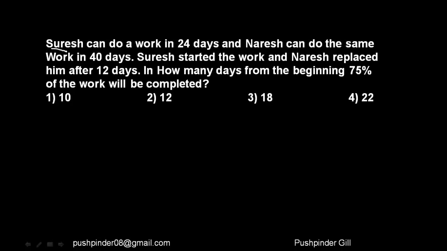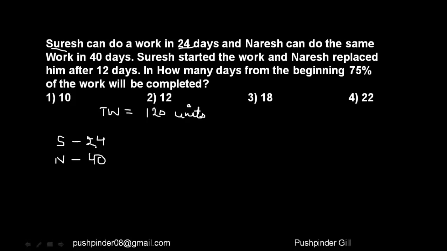So Suresh can finish the work in 24 days. And Naresh can do the same work in 40 days. So N over here is able to finish the job in 40 days, right? So what I need to do is assume the work to be of some units. So let me assume the total work to be 120 units, because that is the LCM of 24 and 40.